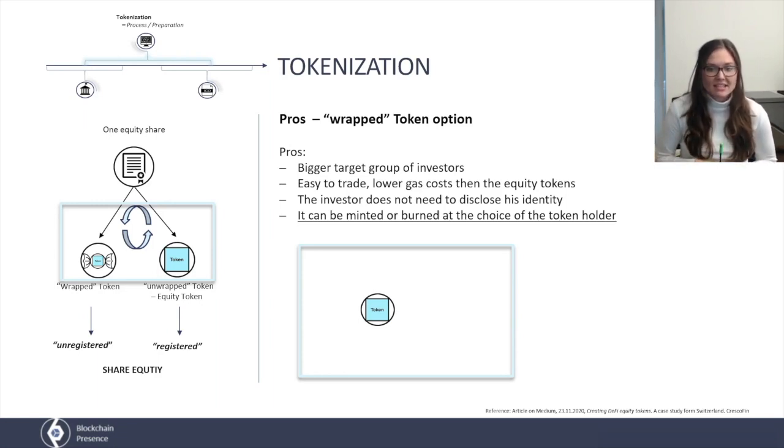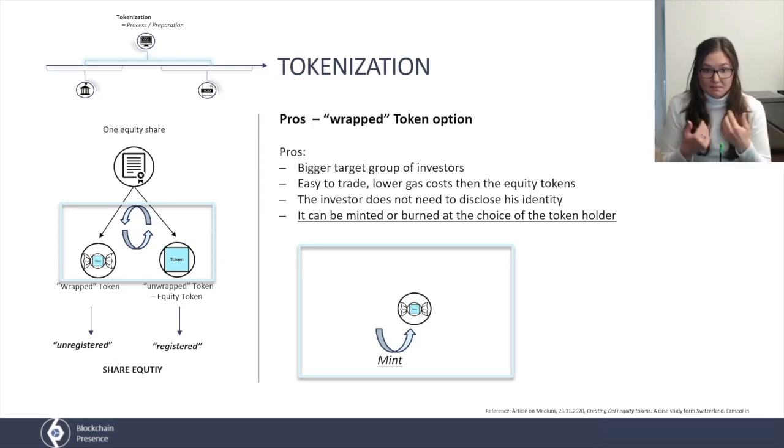Now he decides that he wants to sell his equity token. He announces this to the company, the company deletes his entry in the share register and mints the wrapped token. So imagine it puts this wrapping paper around. At the same time, the unwrapped equity token disappears. Because we know one equity share can be either held in one or the other form.